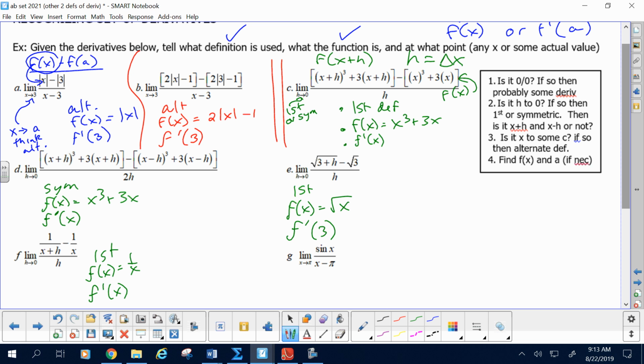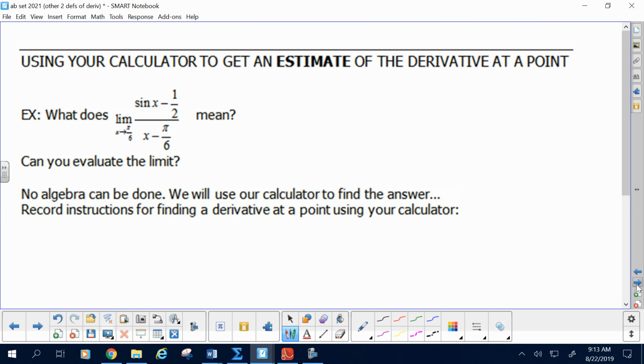Excellent. Last one. What definition? Alternate. X is approaching a numerical value. That's alternate. What's the function? Sine of x. I don't know what to make out of this. There's not a difference out of here. Shouldn't I have two things? Well, what probably was here? Sine of pi. And what is that? Okay. So what is what you're finding? Yeah. Good. Okay, cool.